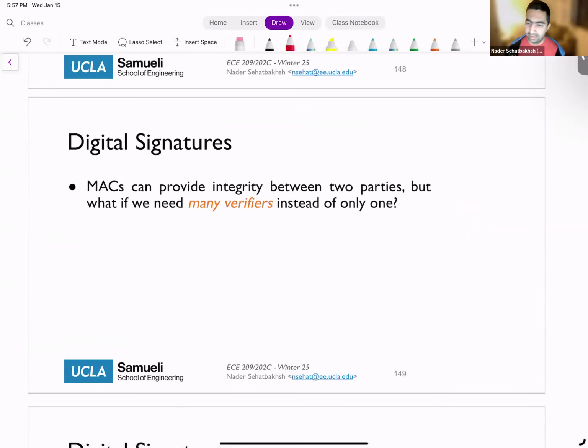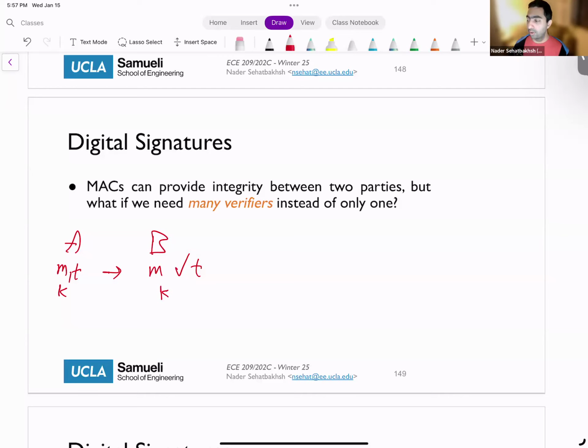Digital signatures are the counterpart of MAC. So for MAC, I told you that there is Alice and there is Bob. Alice has a message and a tag. She sends it to Bob. Bob gets the message, computes the tag, sees if it matches, then he accepts it. I told you in order for this to be secure, this tag computation should be keyed.